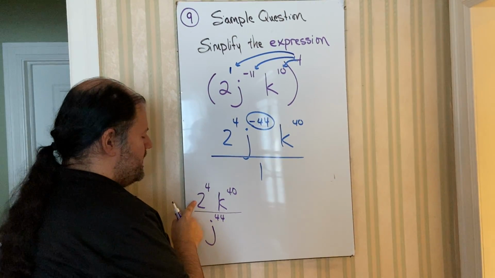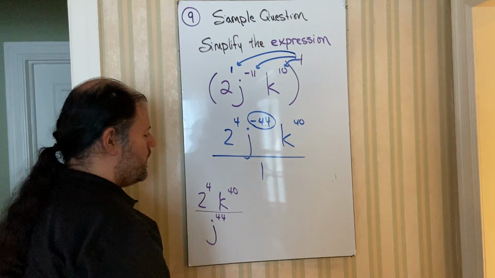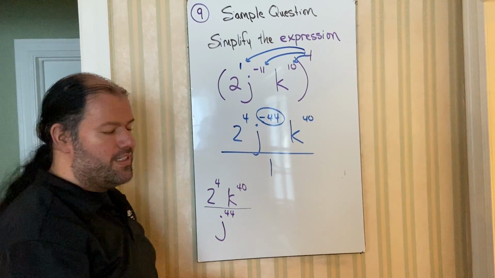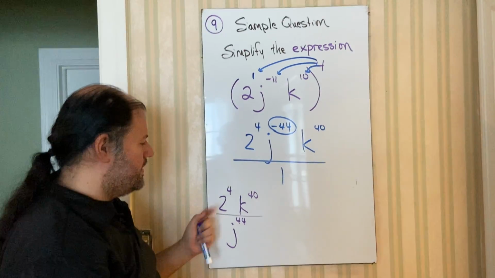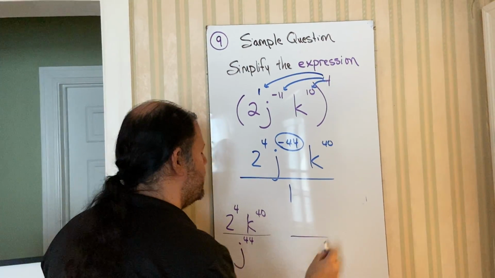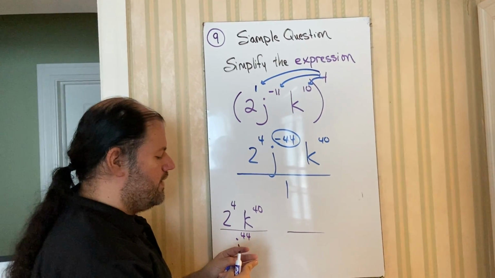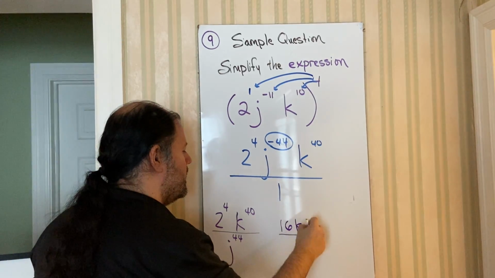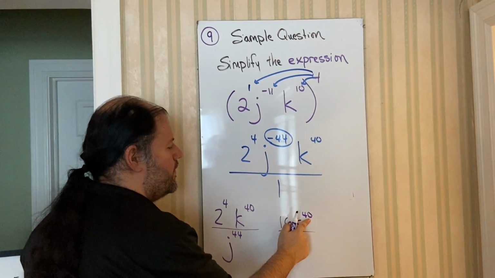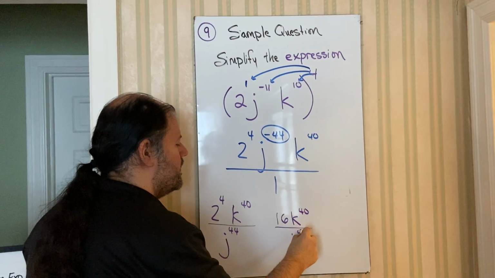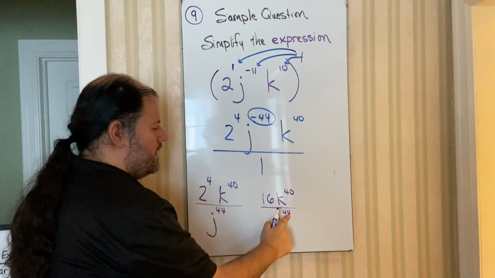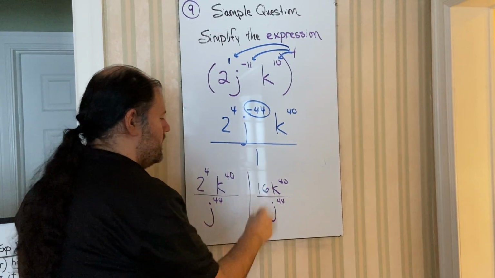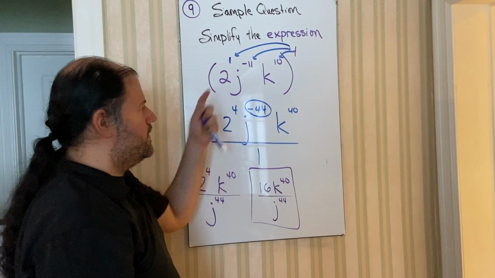Final step, see if there's any coefficients or constants that you can simplify. So I can't do K and J because they're variables, but I can do this coefficient, 2 to the 4th, 2 times 2 is 4, times 2 is 8, times 2 is 16. Remember, we can't touch this 40 and this 44. This and this have to stay because these are different bases. So this is your final answer to this problem.